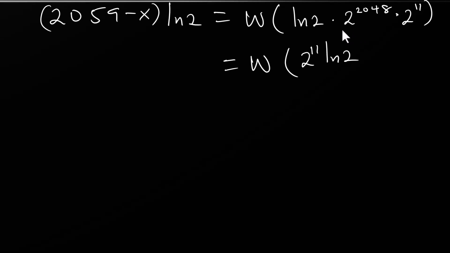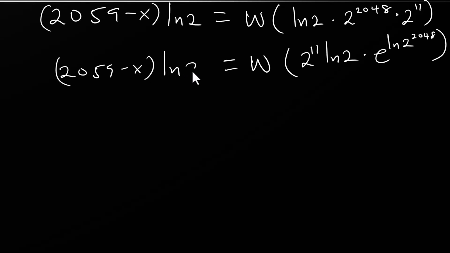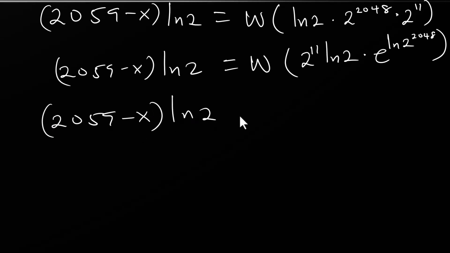Now I'll introduce e here for this, times e raised to ln of 2 to the power 2048. So this side remains 2059 minus x ln of 2. So we have 2059 minus x ln of 2 equals W function.